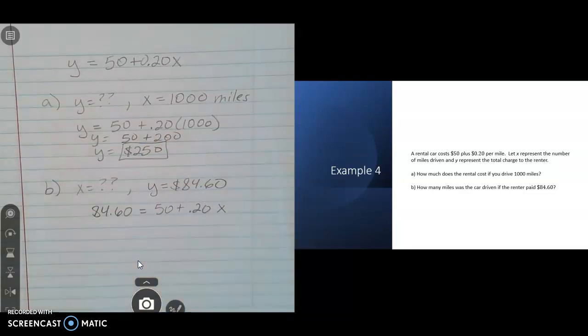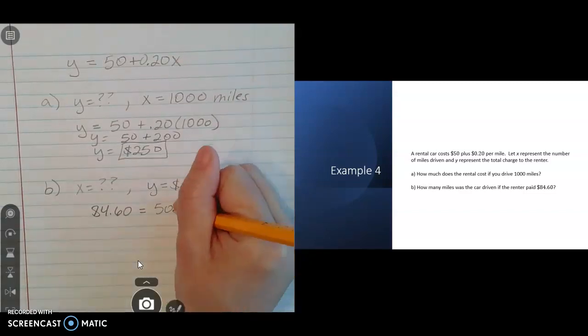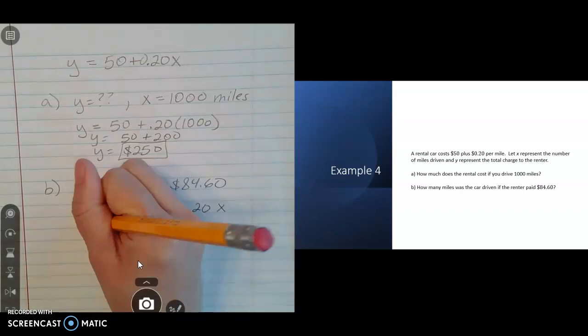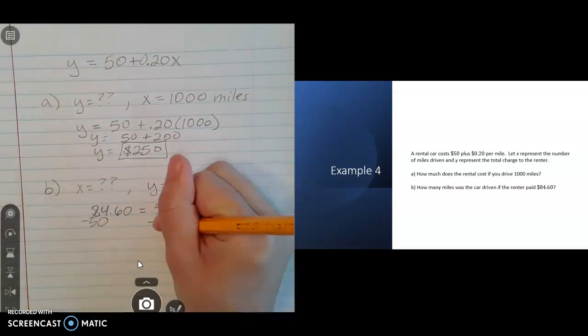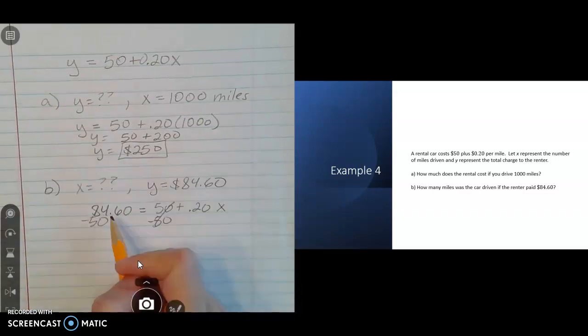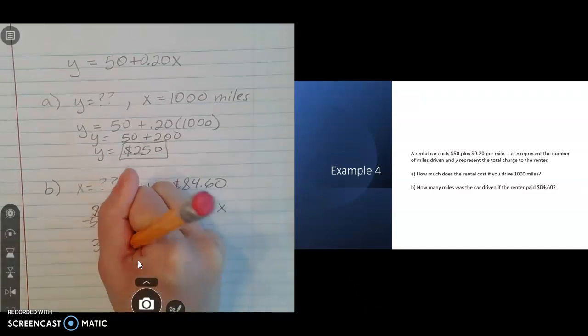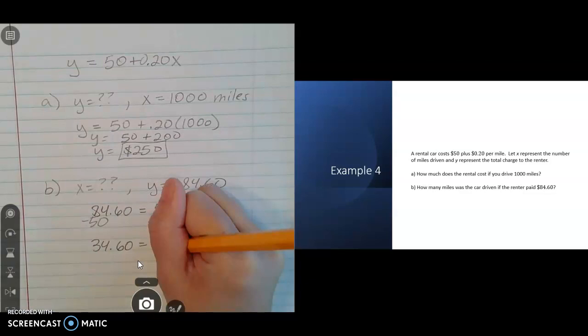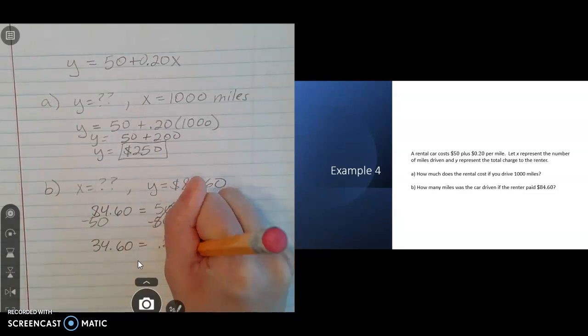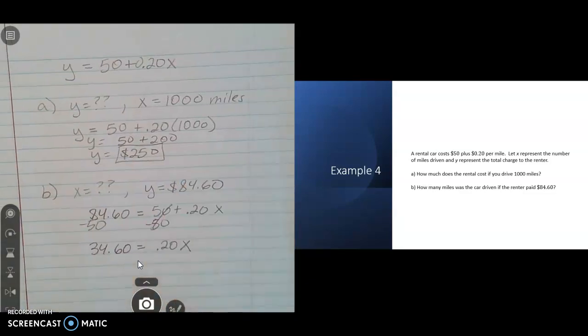And I just want to solve for X so I can figure out how many miles was driven. So if I want to solve for the miles, what I would do first is probably subtract 50 from both sides. So then $84.60 minus 50 would be $34.60, and that would equal 0.20 times X, so that's 20 cents times X.